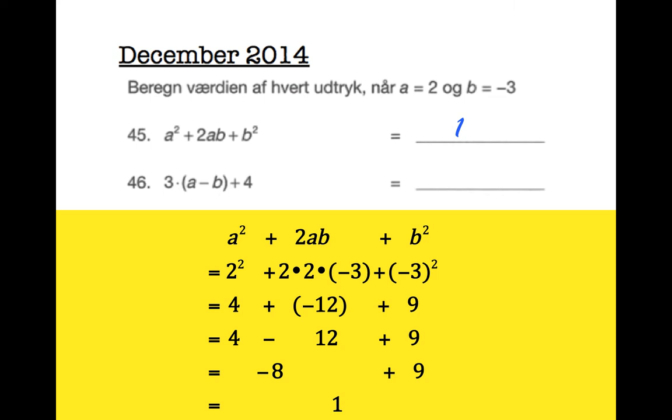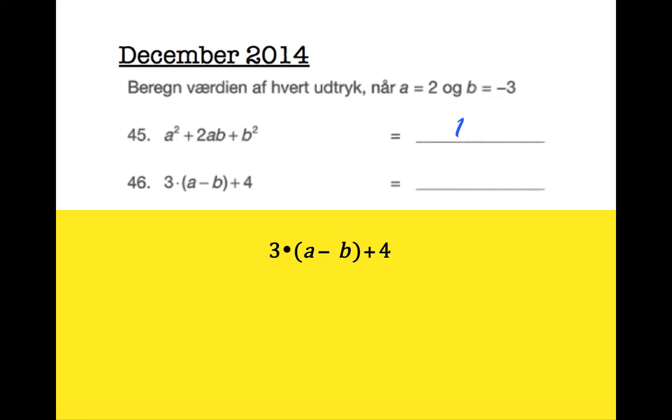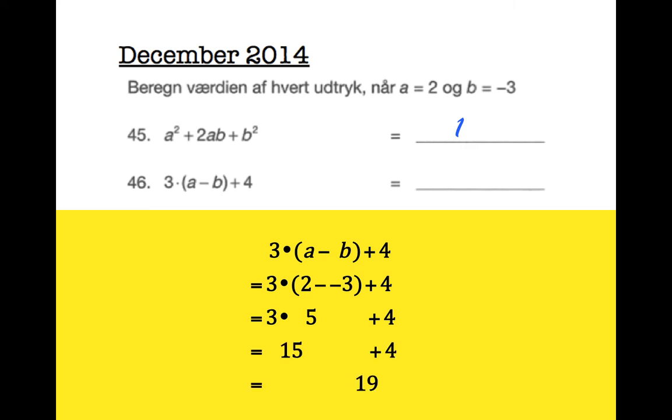And then the next one, 3 times a minus b plus 4. So that's 3 times 2 minus minus 3 plus 4. Looking at the brackets first, 2 minus minus 3 is the same as 2 plus 3, which is 5. So that's 3 times 5 plus 4. Doing the multiplication first, 3 times 5 is 15, so that's 15 plus 4, which is 19.